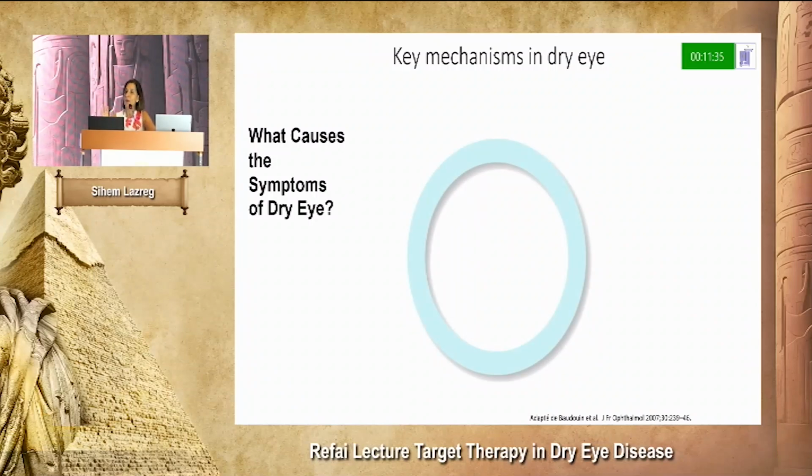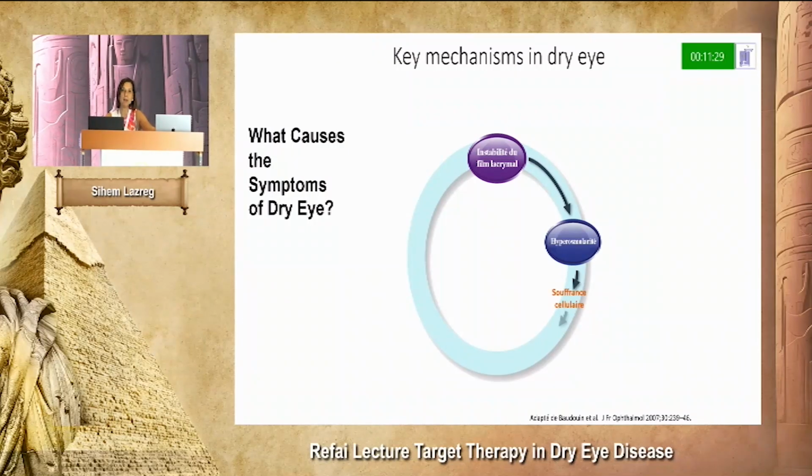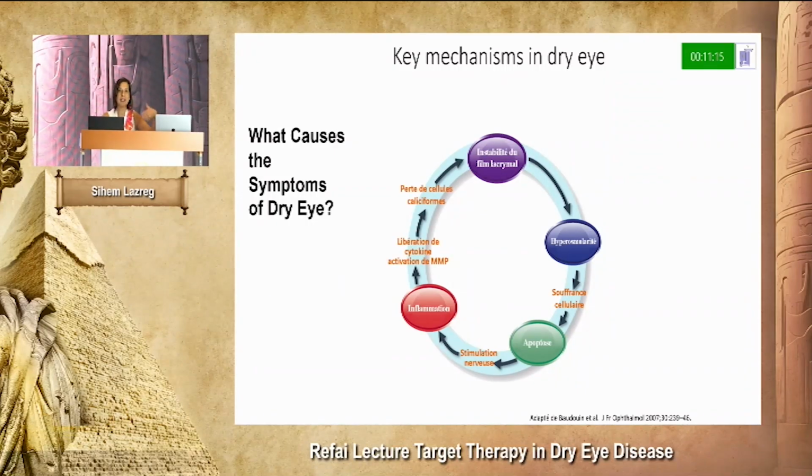What are the key mechanisms in dry eye? Everybody knows this vicious circle from Christophe Baudouin from France. We have instability of the tear film leading to hyperosmolarity. This hyperosmolarity is not good for the ocular surface; it gives apoptosis and death of cells, and then we will have inflammation. The inflammation gives many cytokines and many markers of inflammation, and it will increase the instability of the tear film.